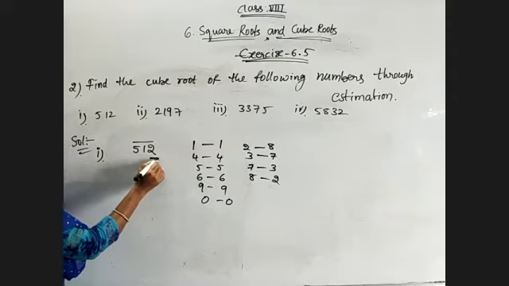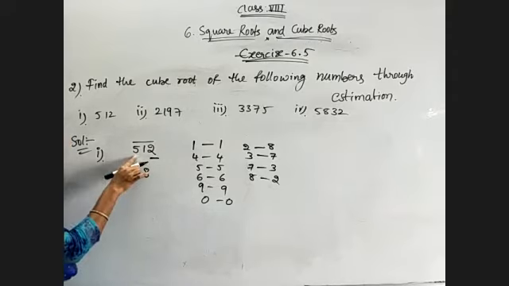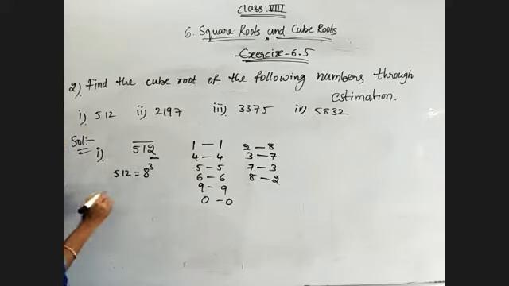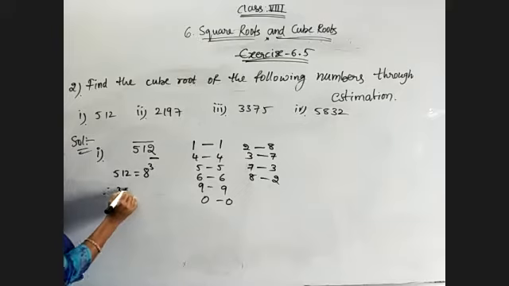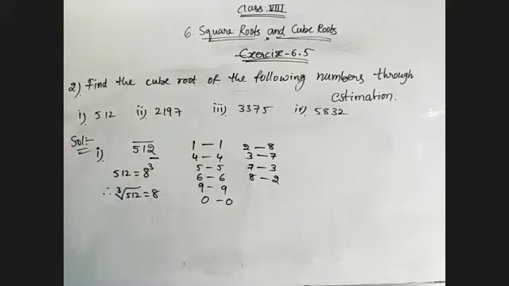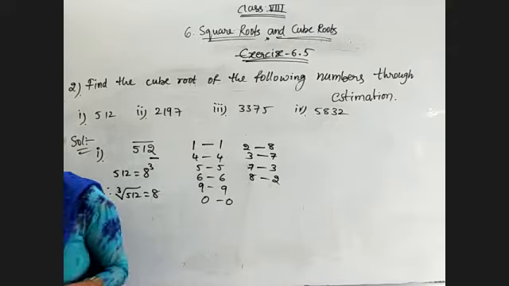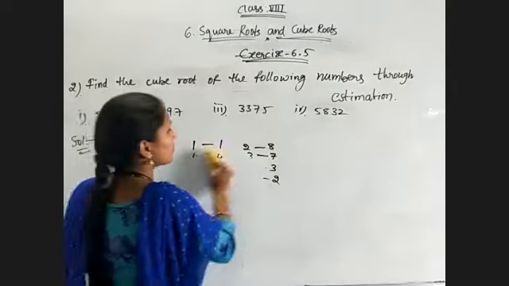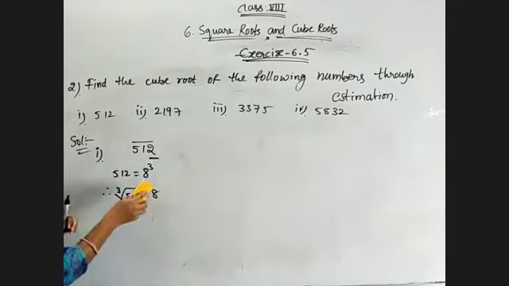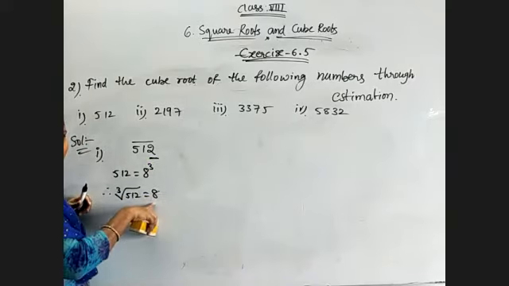Unit digit is 2, so we get 8 in the unit place. Only one group is there, so 512 is equal to 8 cube. Therefore, the cube root of 512 is equal to 8. That's it. Because it has only one group, that's why only one digit we are getting.